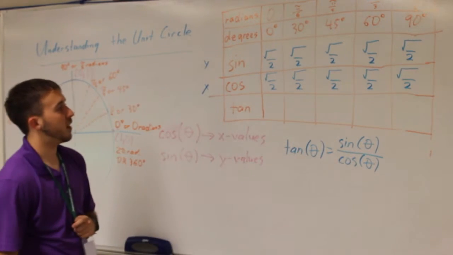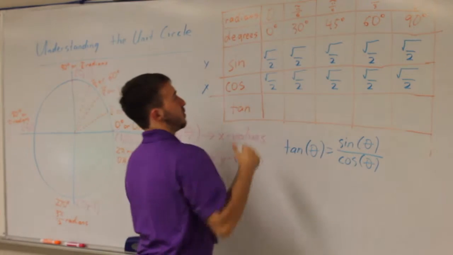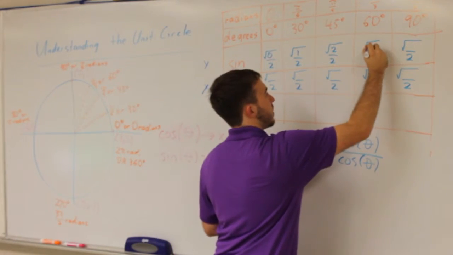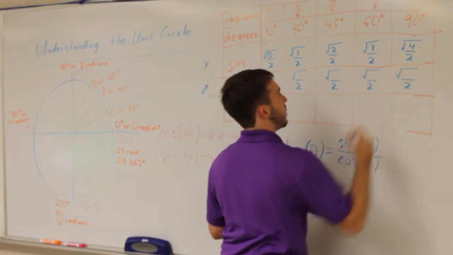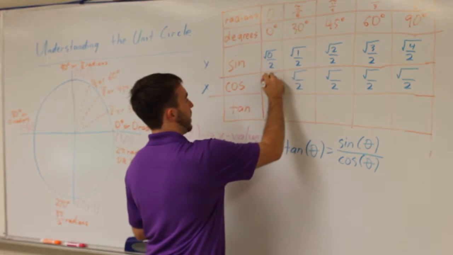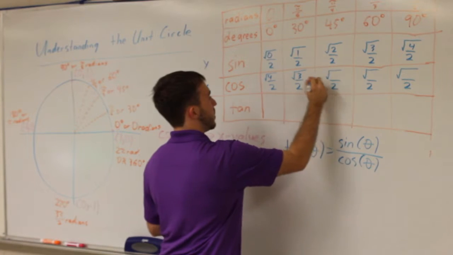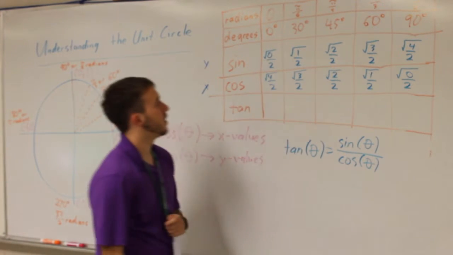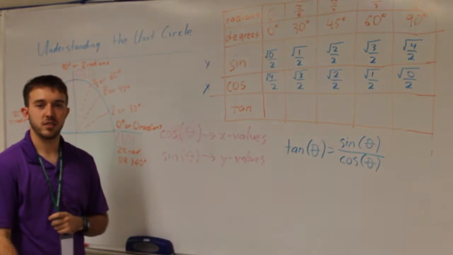And then finally, for sine, you count up from 0: 0, 1, 2, 3, 4. For cosine, you count down: 4, 3, 2, 1, 0. That's all your values for sine and cosine in the first quadrant.